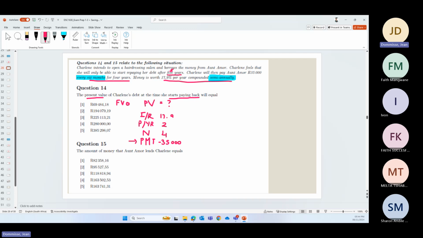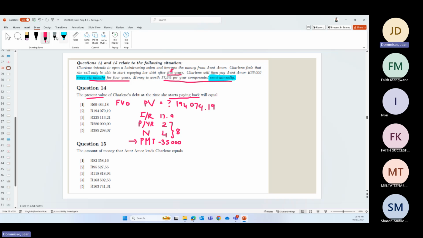Interest rate is 17.9. We need to do it for 2 times a year for 4 years. So that is 8 periods. And then we will check what our future value is. And our future value is 194,079.185, so we round it off to 19.